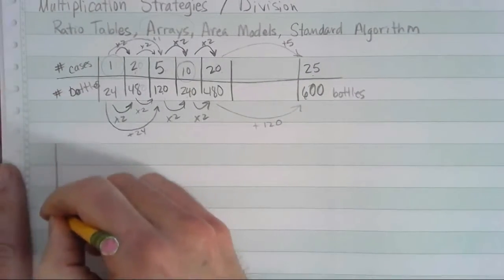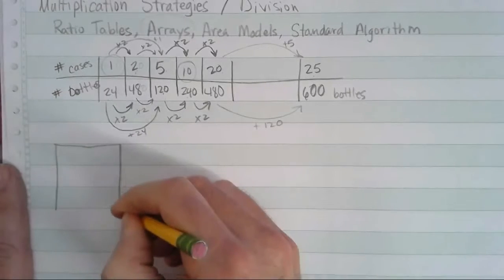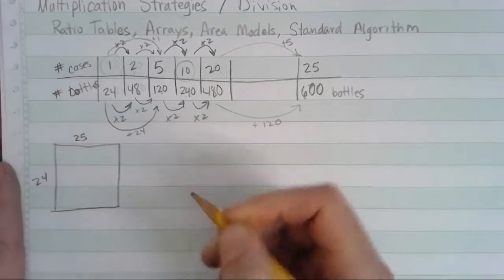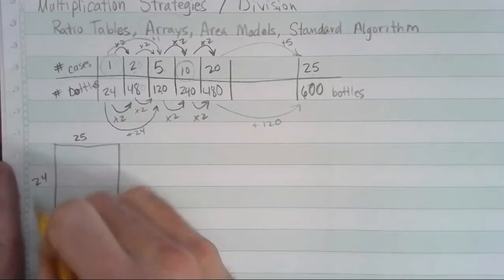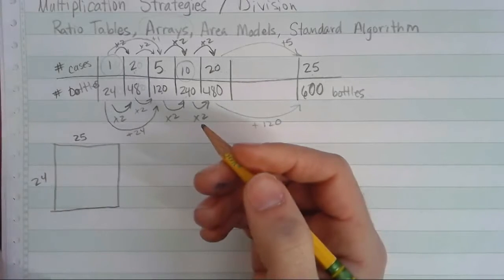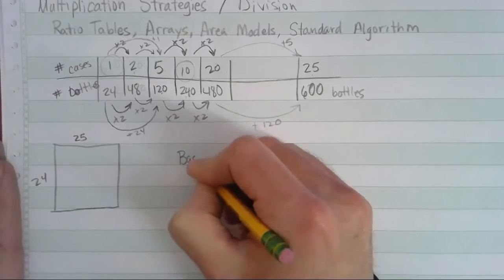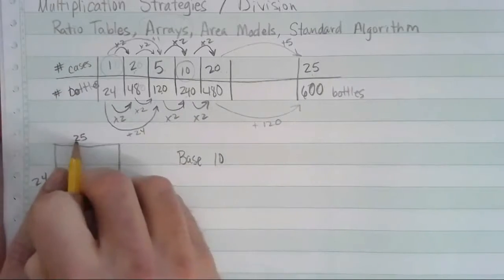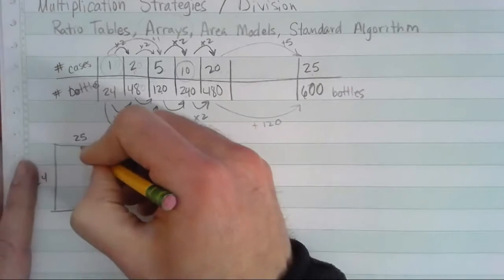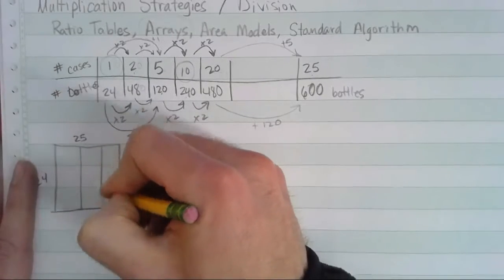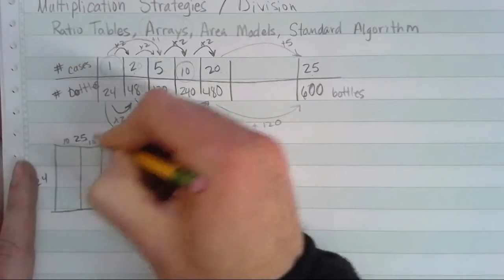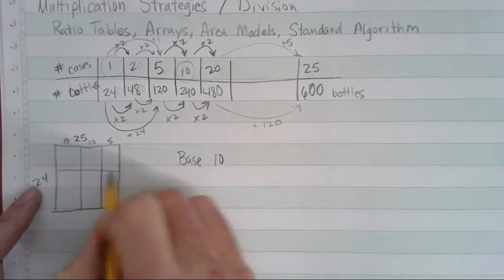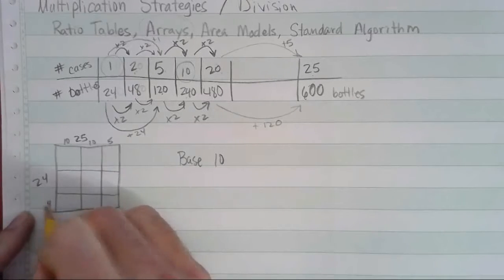With an array, we draw out our box. We know that one side is 25, one side is 24. We like to think in terms of base 10, meaning we use tens to figure out some of our numbers. So how many tens are in 25? We have 2 tens, and then there's 5 left over. So 10, 10, and 5. How many tens are in 24? We have 10, 10, and then we have 4 left over.